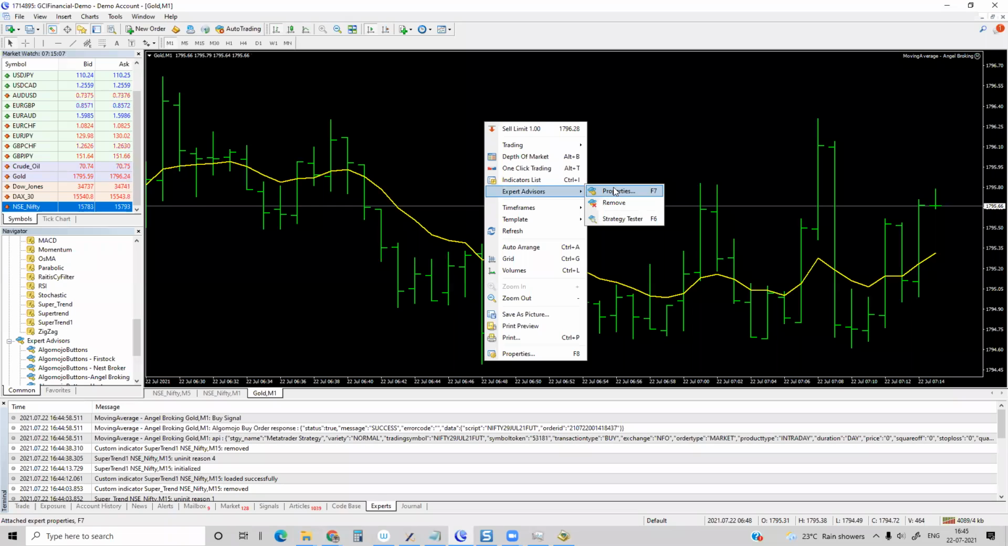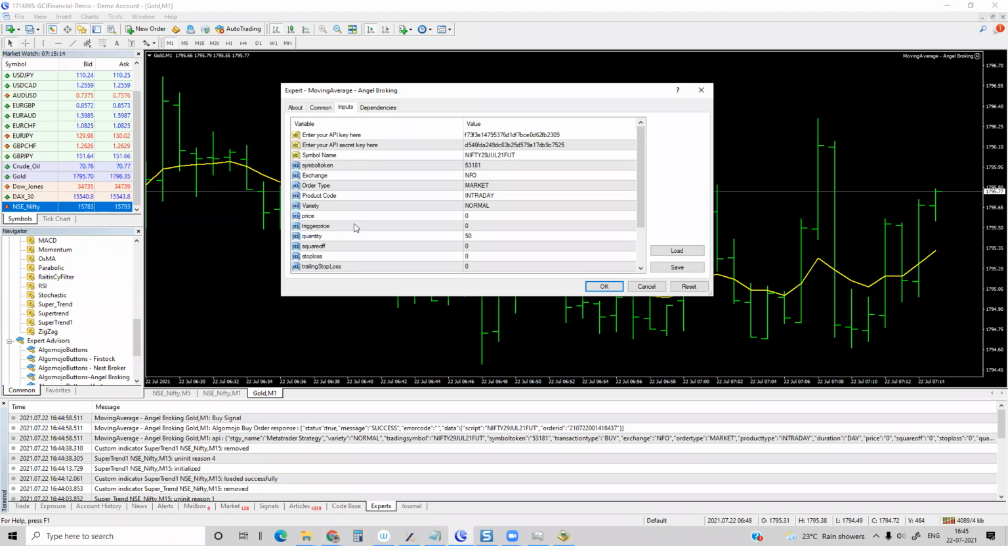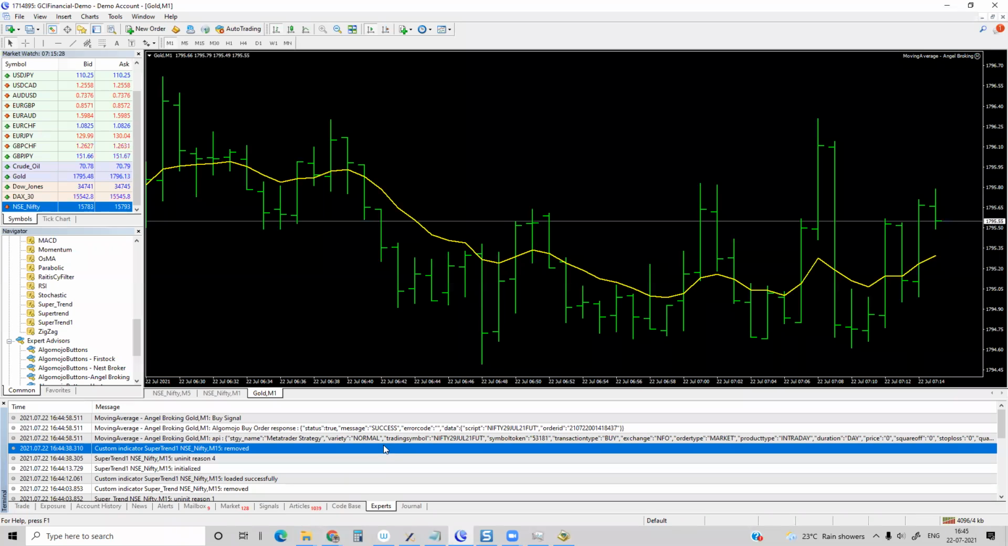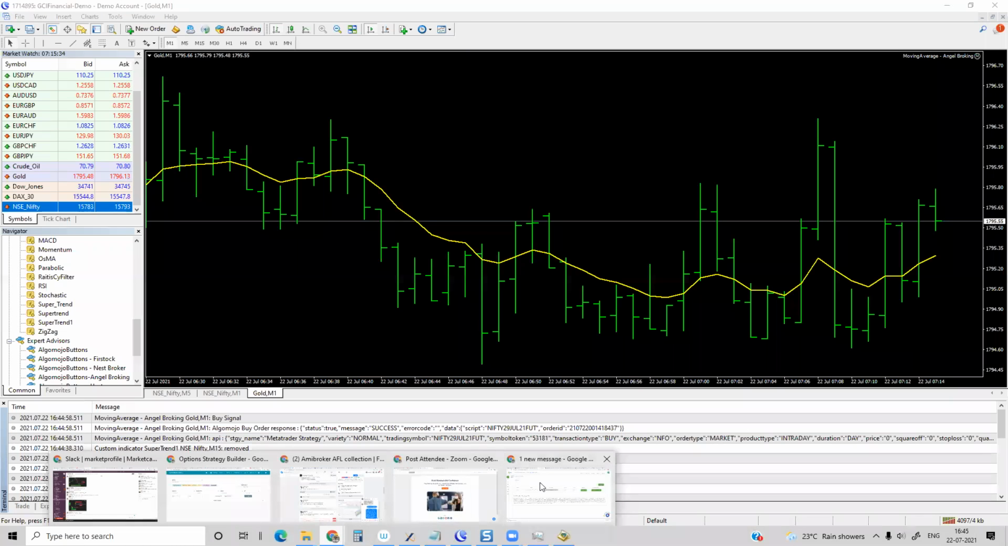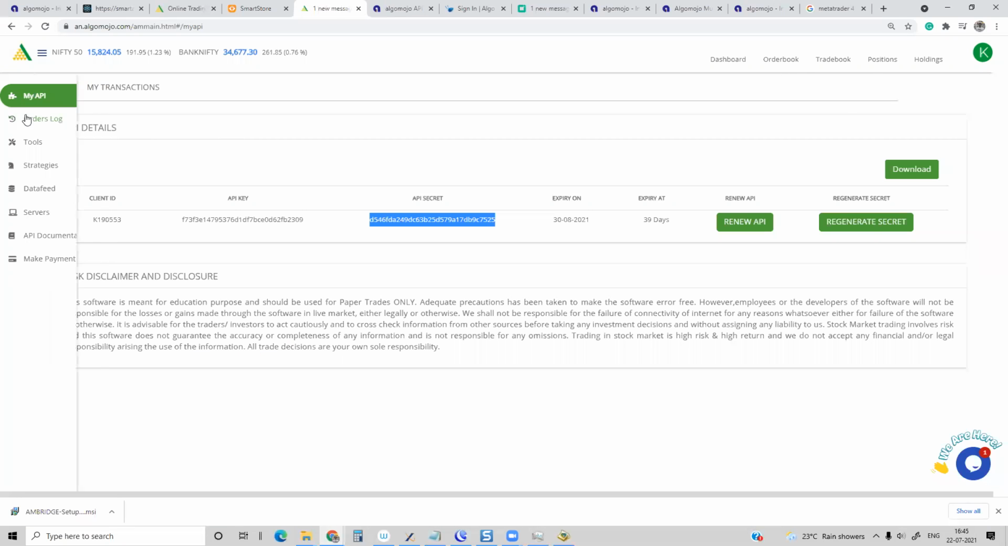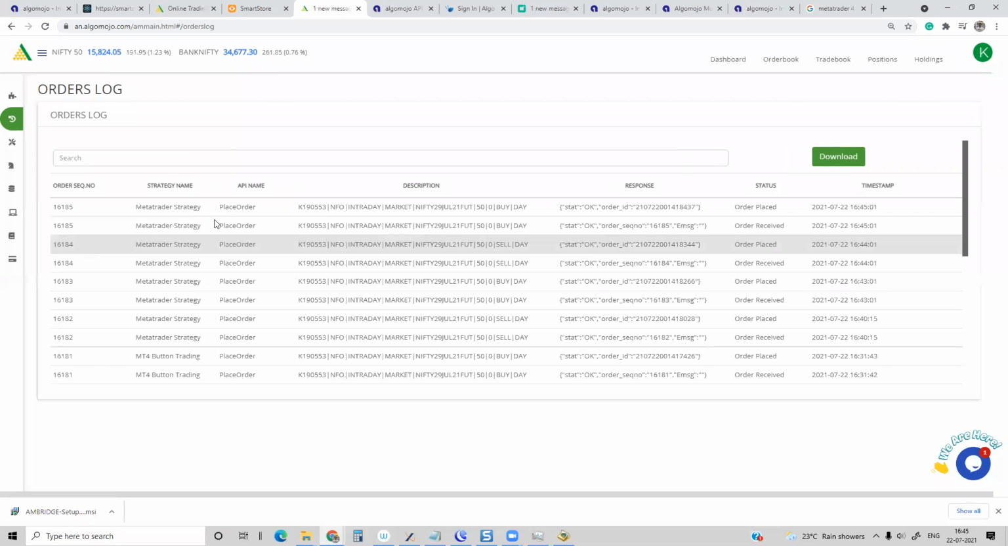So I'm using a combination: I'm taking help from the indicator to show the visual help, and the same thing I'm using to calculate my entry logic and exit logic, and I'm converting that into orders. All those things I'm doing under expert advisors. You can see that the orders are getting fired over here. I had kept the strategy name as Metatrader strategy, so you'll get to know which strategy is firing which orders. Only under the order log section will you get to know that.